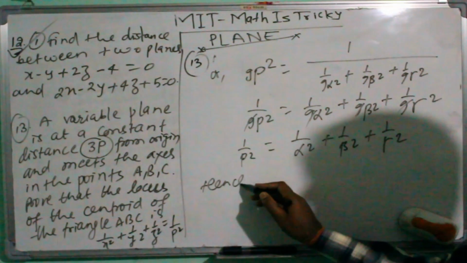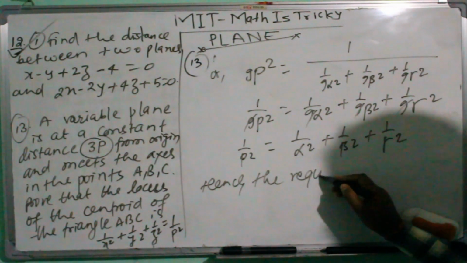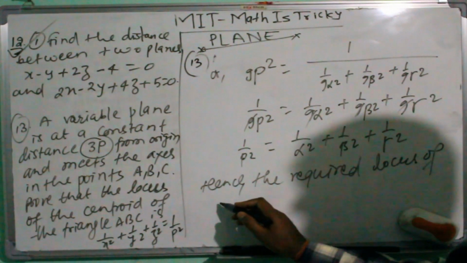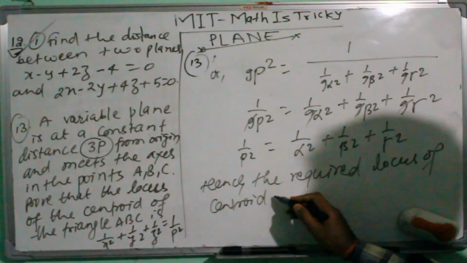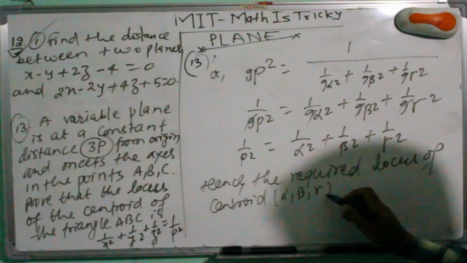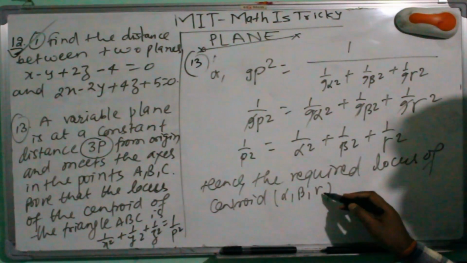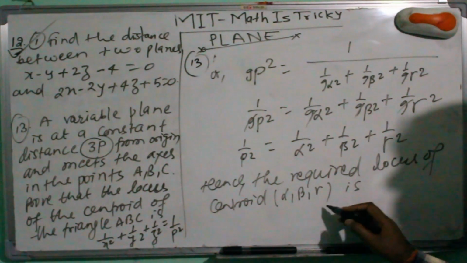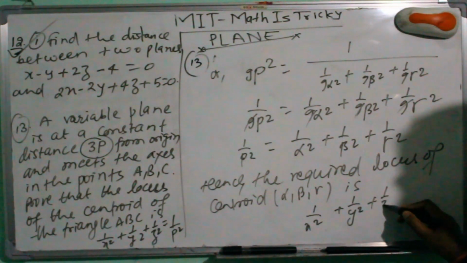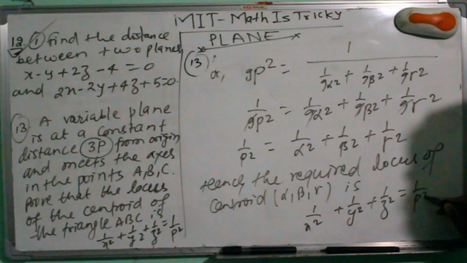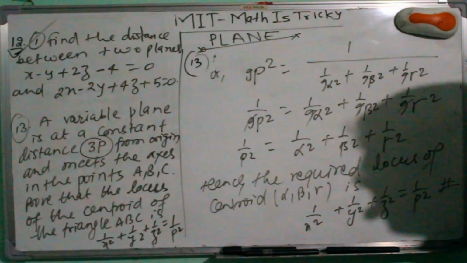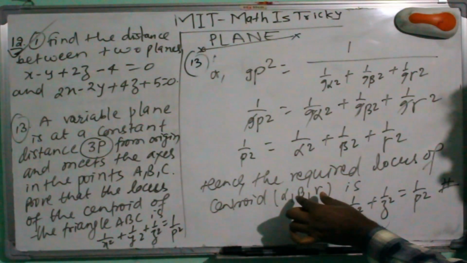Hence the required locus of the centroid, that is alpha, beta, gamma. To find the locus of alpha, beta, gamma, replace alpha, beta and gamma by x, y, z, and the locus is 1 by x square plus 1 by y square plus 1 by z square equals 1 by p square. This is the locus of the centroid alpha, beta, gamma.